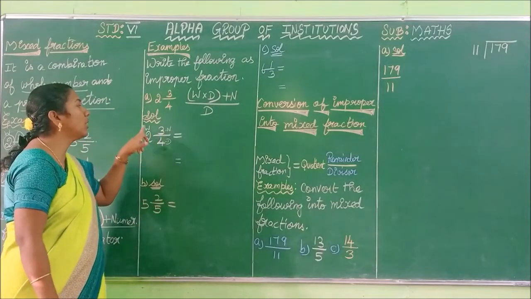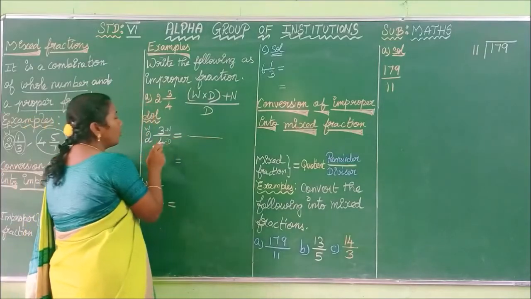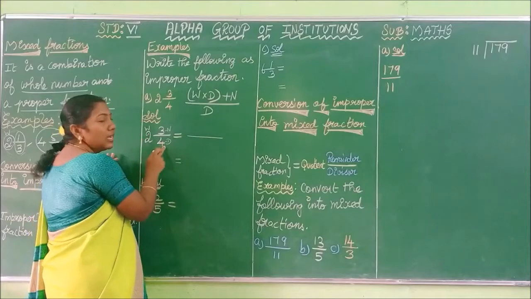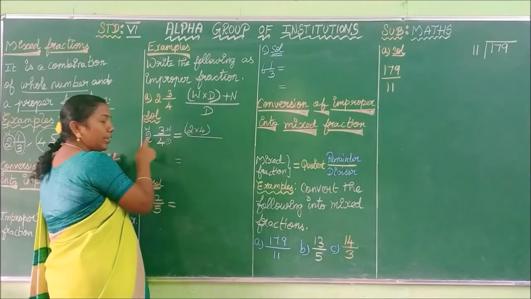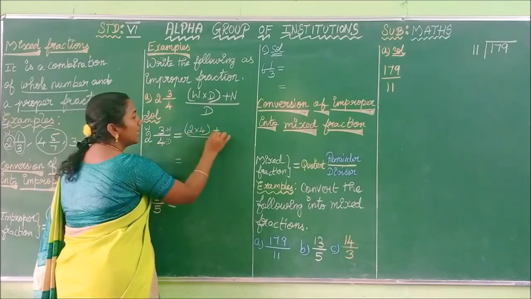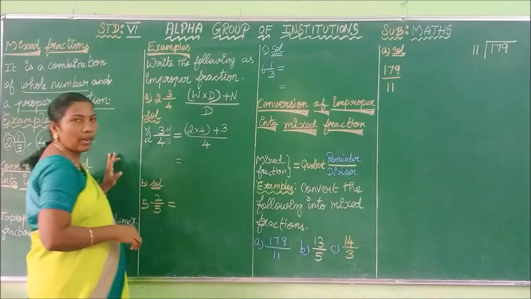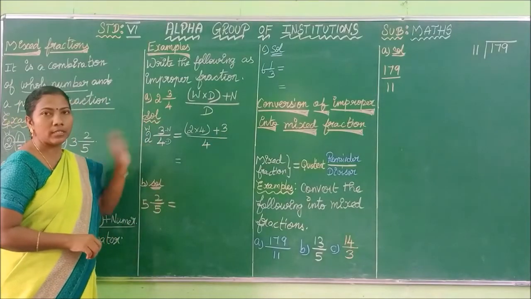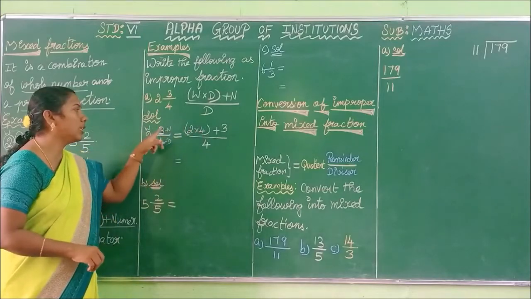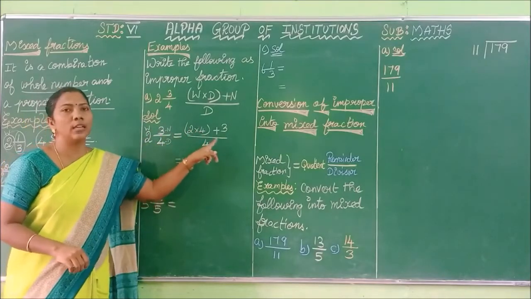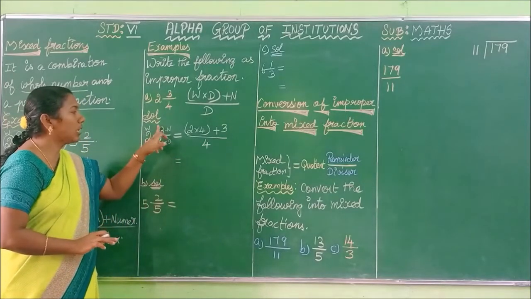Now we are going to convert this mixed into improper. For that, first you have to multiply the whole part with denominator. So 2 into 4, 2 into 4 plus 3. And write the denominator as it is, 4. Do you understand, children? In your book they have written 2 plus 3 by 4 and then they do the sums. You need not write it as it is. Do the sum like this. Okay. 2 3 by 4.